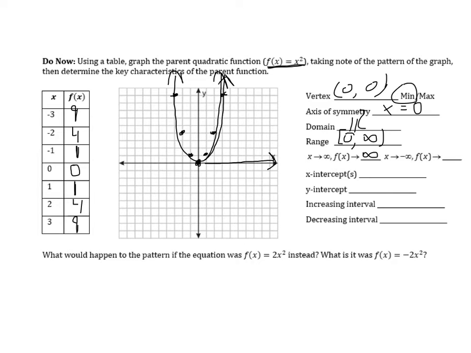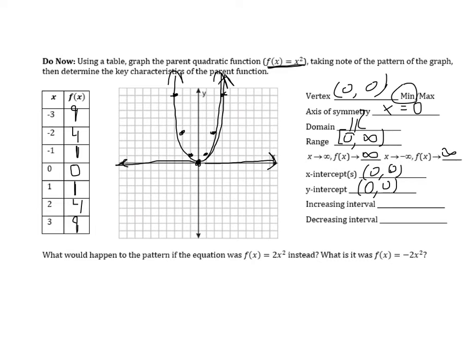And we know because it's a quadratic function, it's symmetrical. So as x approaches infinity, y approaches infinity. If x approaches negative infinity, so if it goes the other way, y is also going to approach infinity. In this case, I have only one x-intercept, 0, 0. And my y-intercept is actually the same, 0, 0.